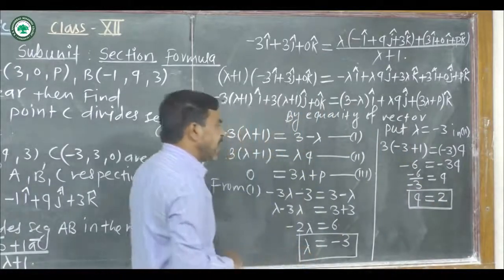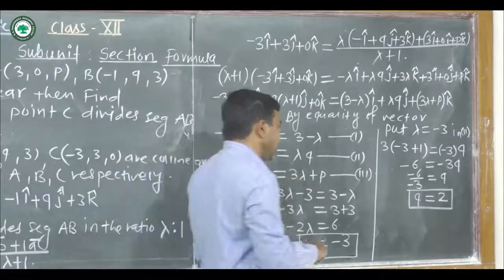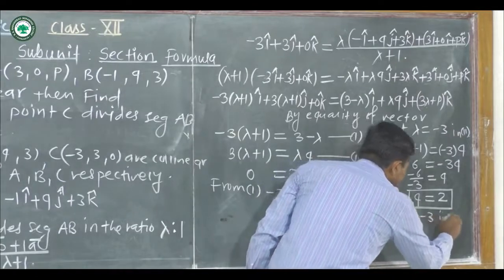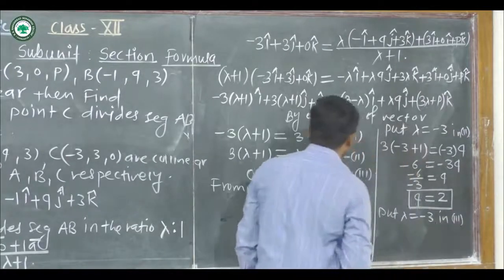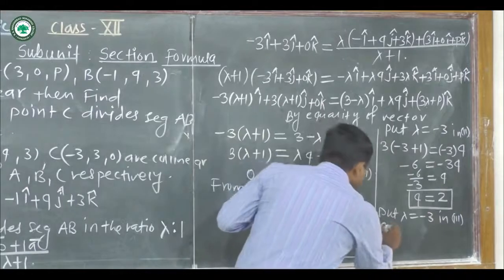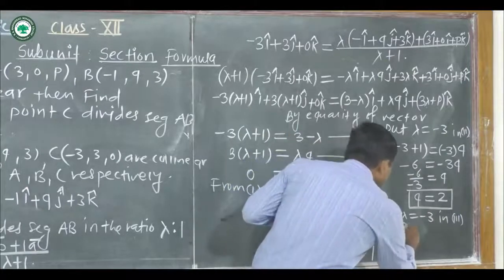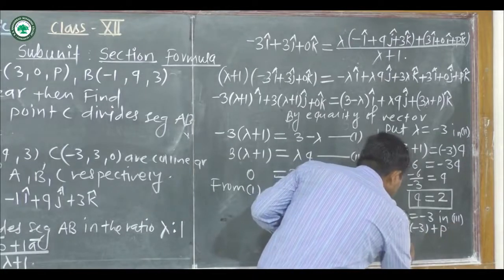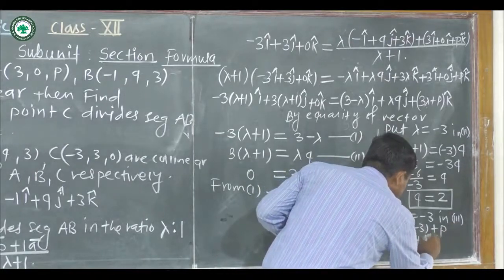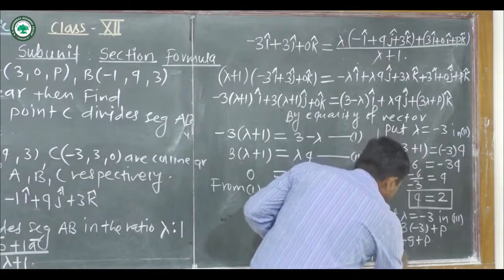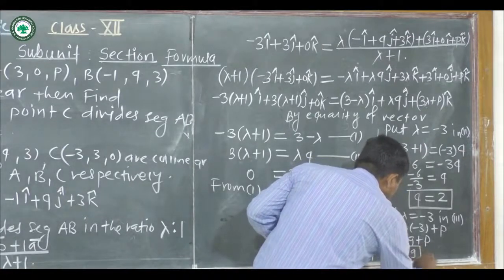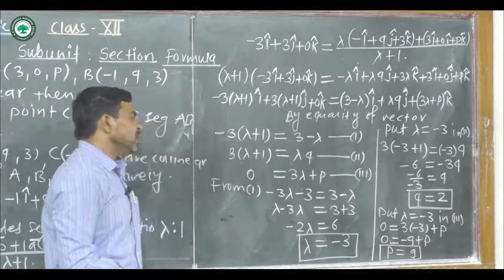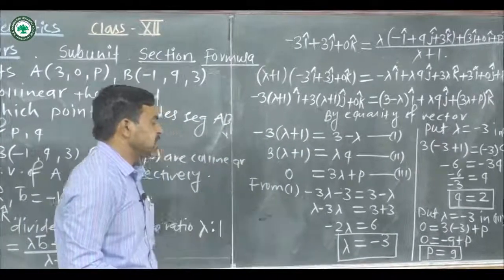Similarly, put the value of lambda in equation 3. Put lambda is equal to minus 3 in 3. So 0 is equal to 3 into minus 3 plus p. That is 0 is equal to minus 9 plus p. So therefore p is equal to 9. So in this way we have q is 2, p is 9, and lambda is minus 3.